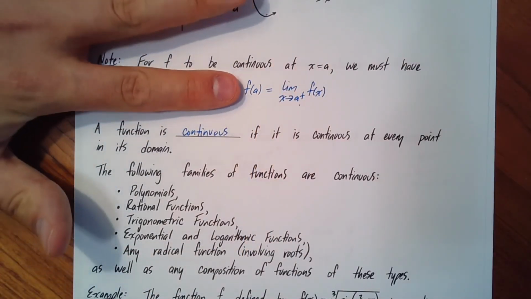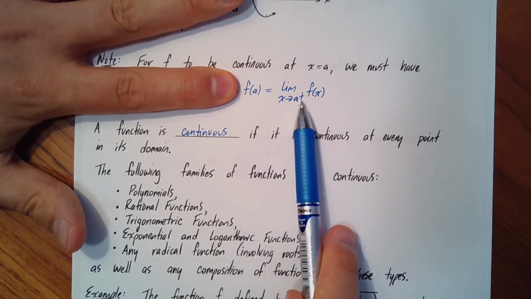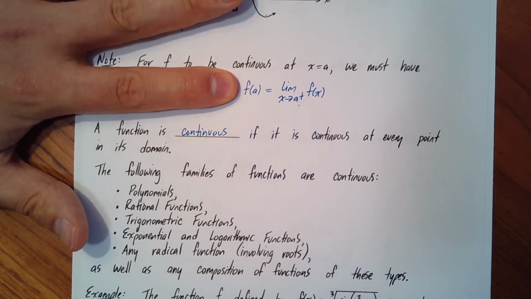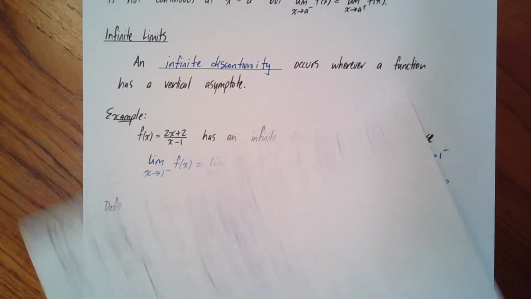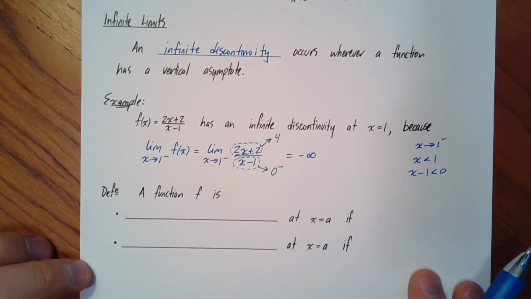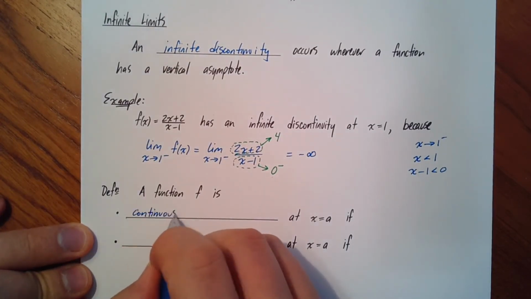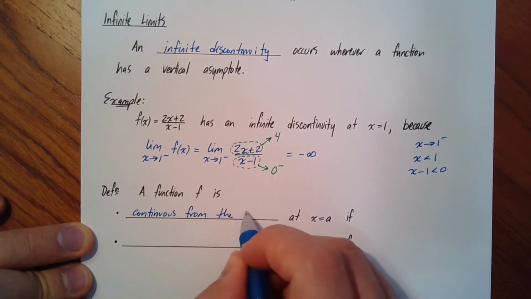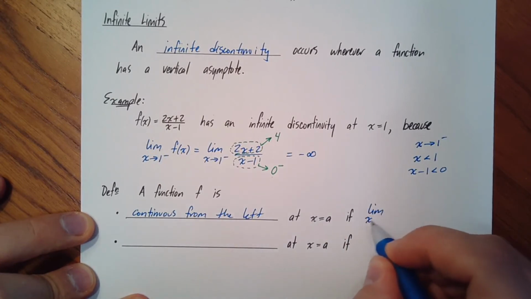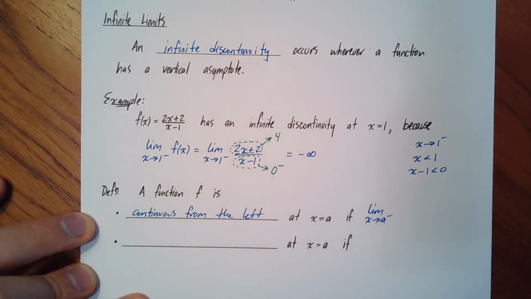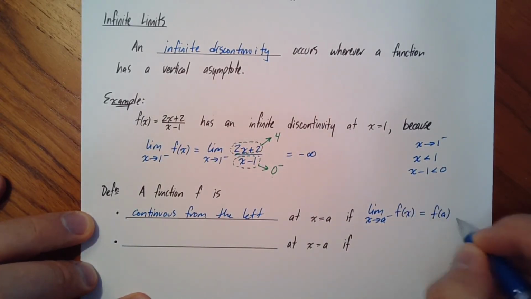And similarly, you could cover this one up. And you could say, what if we only required that the limit as x approaches a from the right of f of x be equal to f of a? Well, then you get the definition of continuity from the right. So that's actually what we're going to spell out here carefully at the bottom of this page. So a function f is continuous from the left at a point x equals a if, when we take the limit as x approaches a from the left of f of x, we get f of a.